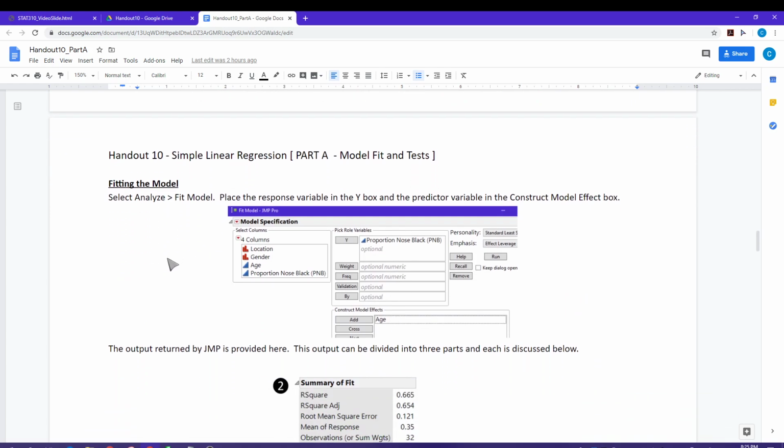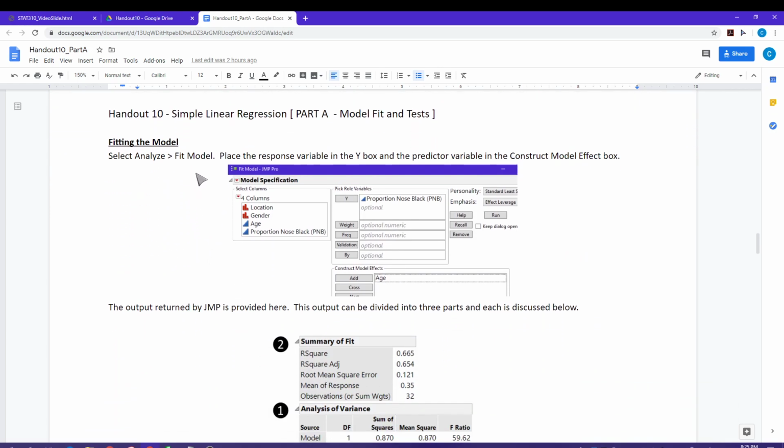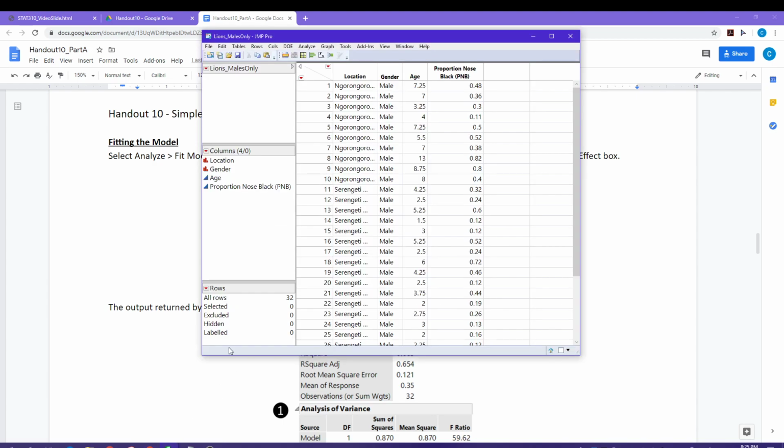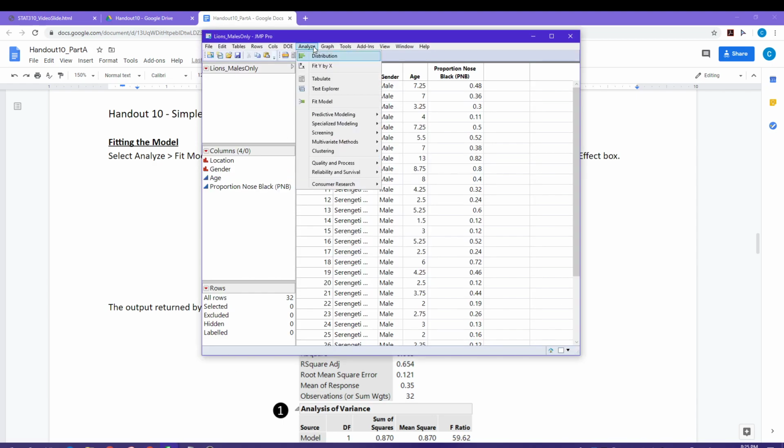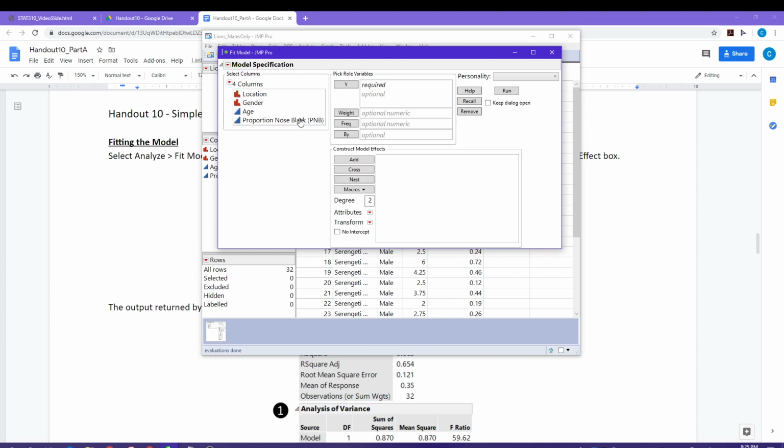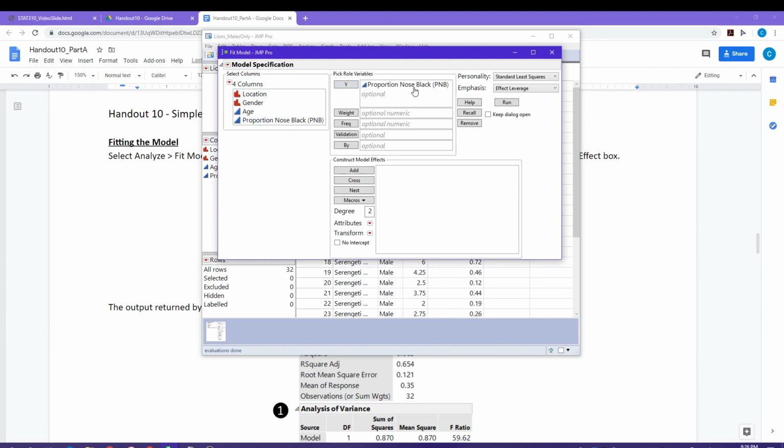Okay, so how do I fit this model inside of JMP? I do this model fit just like we did before. I'm going to put my response variable here in the Y box, and I'm going to put my construct model effects, or age, down here in my construct model effects box. So let's go over to JMP and do that. I'm going to select Analyze, Fit Model. Proportion nose black is going to go in my response box. And then age is going to go down here in the construct model effects box.